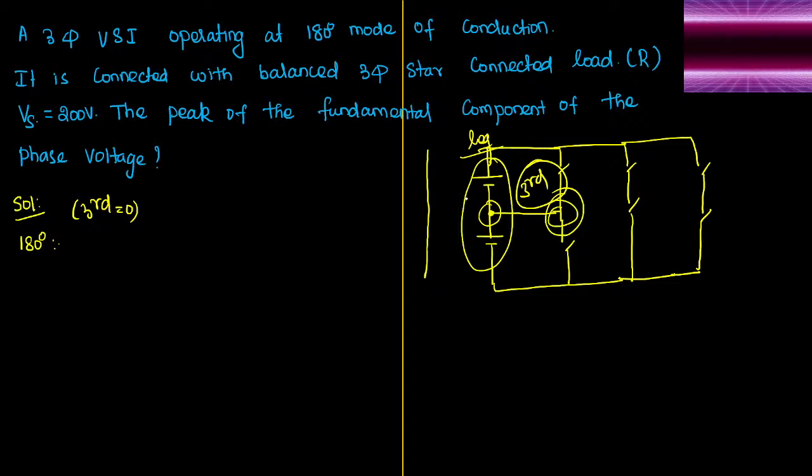That point, under this situation only, that voltage will appear. Do remember this, okay? Don't blindly make mistakes. Fine, sir. In 180-degree mode of conduction, how will you write down the line voltage expression and phase voltage expression?